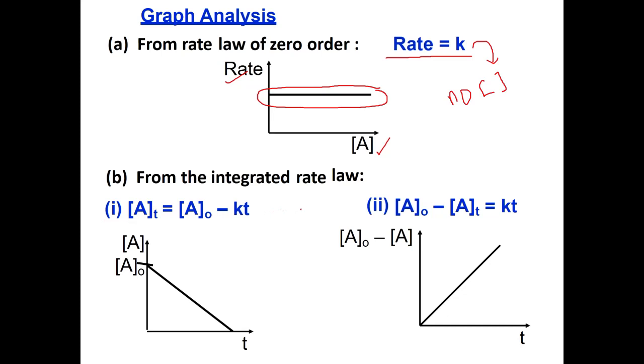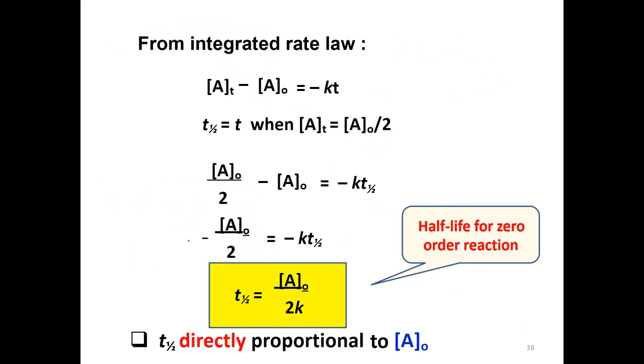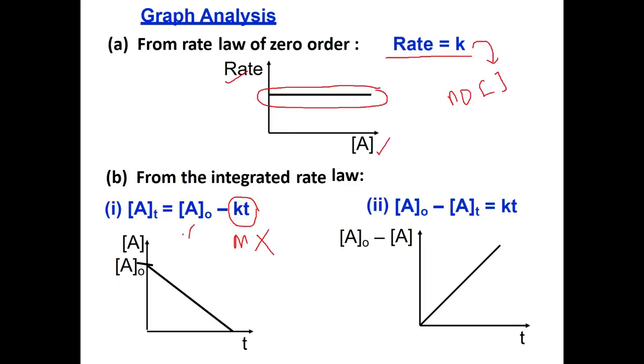we can plot either of two types of graph. The first one is concentration A at a particular time t is equal to the initial concentration minus kt. This one is basically your mx, this one is your c, and this one is your y.